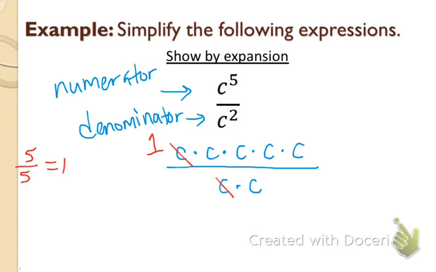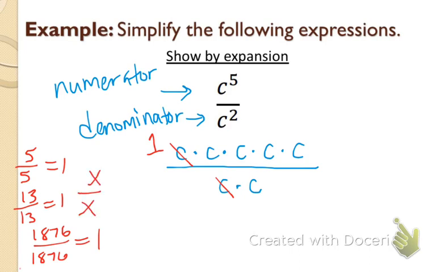5 divided by 5, 1. 13 divided by 13, 1. 1,876 divided by 1,876, 1. So we can say that any number, x, divided by that same number, x, will always reduce to 1. So I'm applying this in my problem here. I have another c in my denominator that can be reduced with another c in my numerator, and that reduces to 1. So in the end, I'm going to simplify and write my final answer.